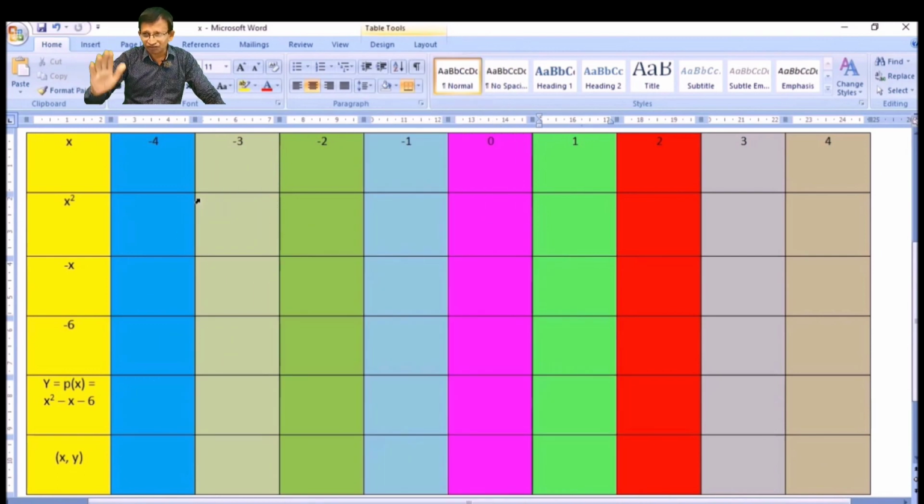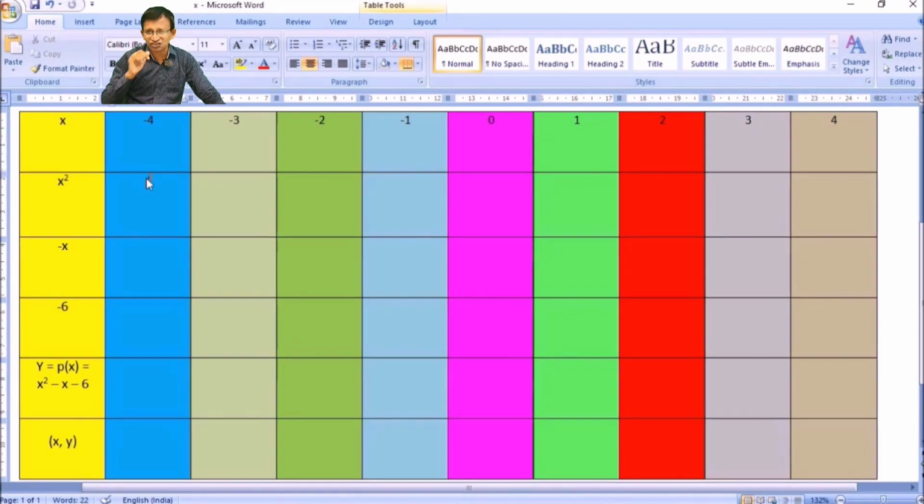Now come to the second column. If x equals minus 4, then x square is equal to minus 4 whole square is equal to 16, and minus x equals minus of minus 4 is equal to 4. Third term minus 6. By adding these three terms, you will get 16 plus 4 minus 6 is equal to 20 minus 6 is equal to 14. So the point is minus 4, 14.